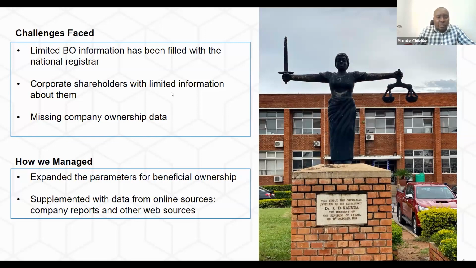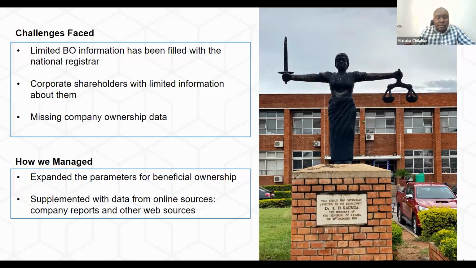So I'll briefly talk about the challenges that we faced in undertaking this project. So when we got the data from PACRA, what we found was that none of the companies we were looking at had actually filed beneficial ownership information. Another thing we discovered was that there were several corporate shareholders owning these companies with very complex ownership chains and very little information known about some of these companies. There was also an issue of some missing company data. For instance, you find that the shareholding doesn't add up. So when we encountered these challenges, we had to find a way forward.